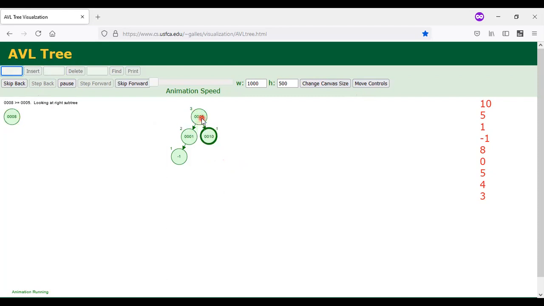Add 8, which is greater than 5 and less than 10, so we add it to the left side of that one. Adjust the heights here. The heights have been adjusted. We see whether it needs a rotation, and no, there is no need to rotate. Go for another one, which is 0, which is less than 1, but it is greater than -1.